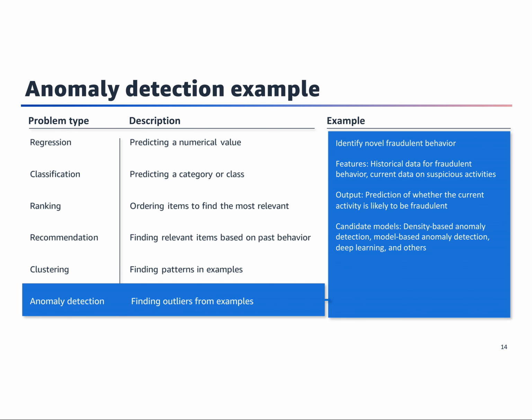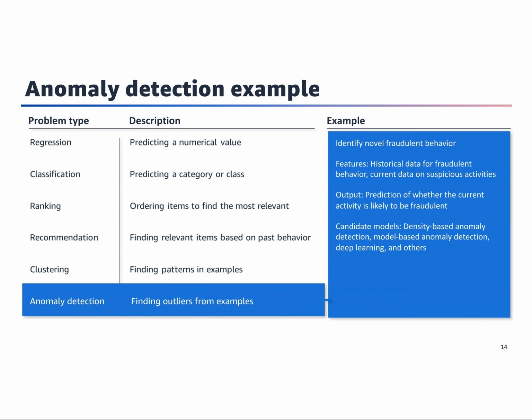Finally, anomaly detection attempts to detect outliers or unusual patterns of behavior from a dataset of examples. In this example, the problem is to identify novel fraudulent behavior. The inputs include historical data for fraudulent behavior and current data on suspicious activities. The output is a prediction of whether the current activity is likely to be fraudulent.